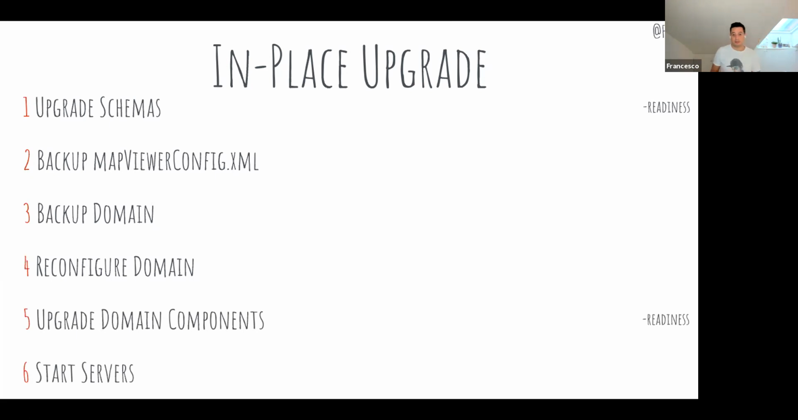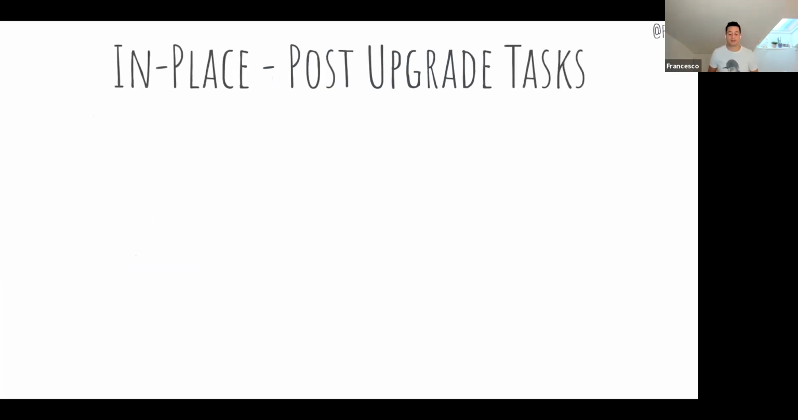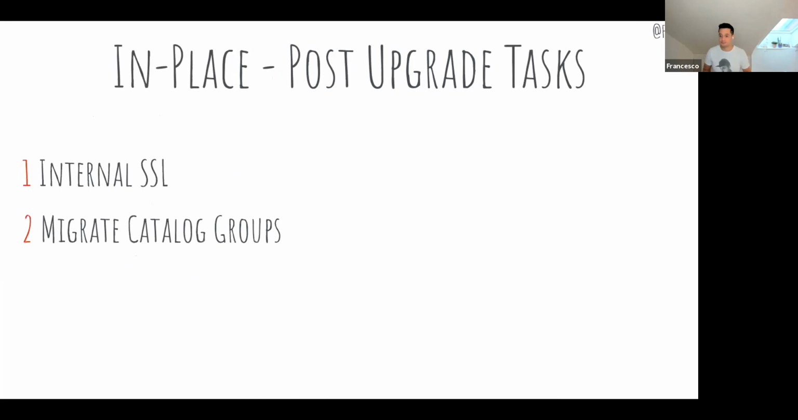You have, however, some post-upgrade tasks to perform. For example, you have to re-enable the internal SSL, the SSL that was working between the various components. You have to migrate the catalog groups. Catalog groups was an ancient feature coming from the old OBIEE environments. Now it's still there in OAS, but you need to migrate them. And then you have to re-enable the HTML markup. You have to enable end users to be able to write HTML in their content, which is disabled by default. If you did all the steps that I said before, plus the post-upgrade tasks, you are done with the in-place.